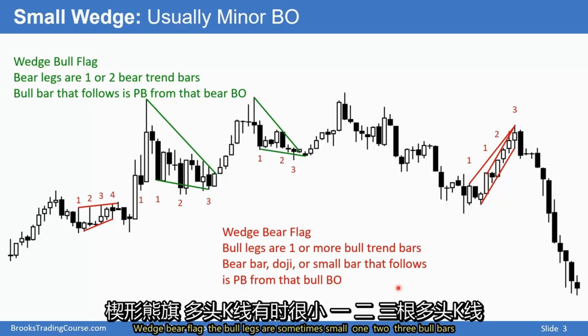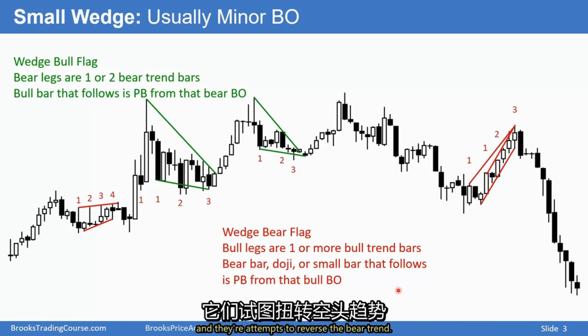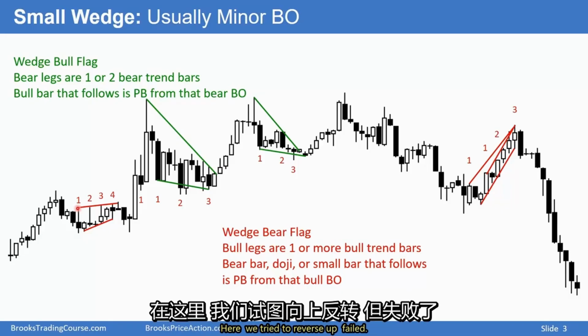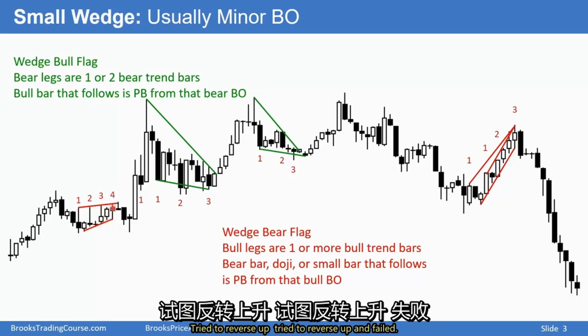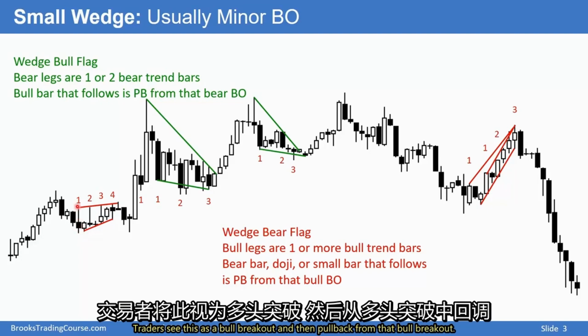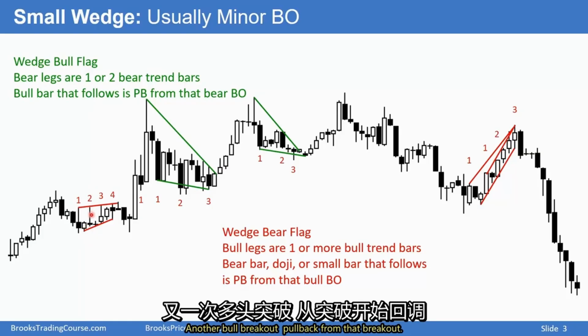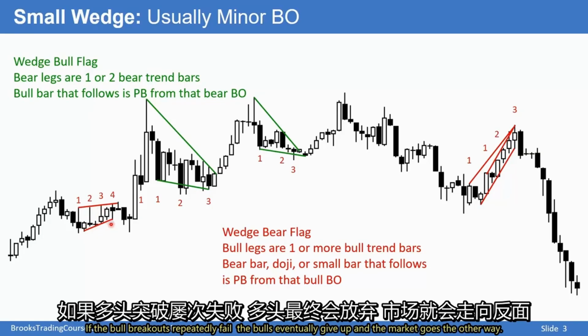Wedge bear flag. The bull legs are sometimes small, 1, 2, 3 bull bars, and they're attempts to reverse the bear trend. Here, we tried to reverse up, failed. Tried to reverse up, failed. Tried to reverse up, tried to reverse up, and failed. Traders see this as a bull breakout, and then pullback from that bull breakout. Another bull breakout, pullback from that breakout. If the bull breakouts repeatedly fail, the bulls eventually give up, and the market goes the other way.